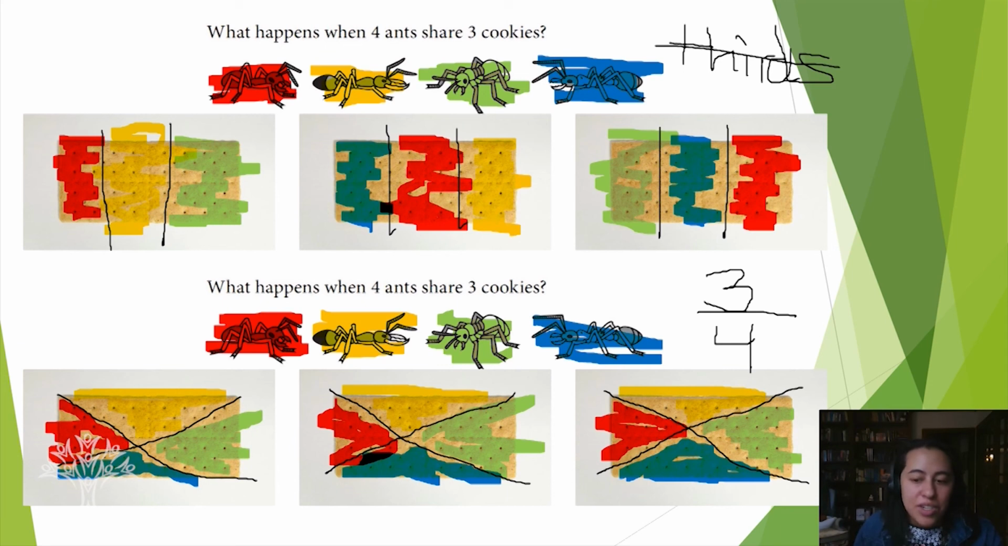So I tried halves on the previous slide when I turned the recording off, and that didn't work. So then I came over here and I tried thirds and fourths. When I cut each of the cookies into thirds, there weren't enough to give each ant equal shares and eat all of it. But when I cut them into fourths, each ant could have 3 of the fourths, so they were sharing equally.